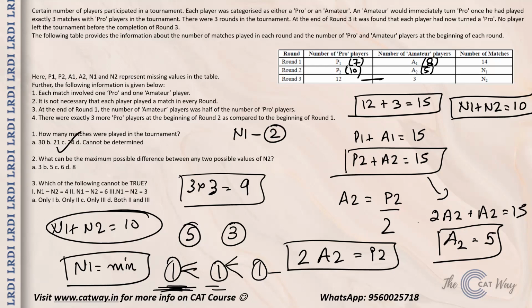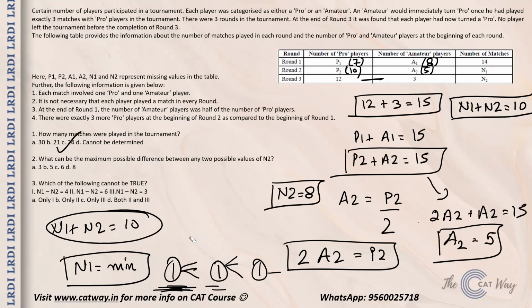The only condition that you had to satisfy was that 2 players are going to come as pro after the end of round 2. Now let's suppose that those 2 players had already played the 2 matches in round 1 and only 1 match was left. So both of them played 1-1 match each and they became pro players. In that case the value of N1 would be 2, that is only 2 matches were played in round 2, and because of that the value of N2 will be 8. So this is the maximum value of N2 that is possible for us.